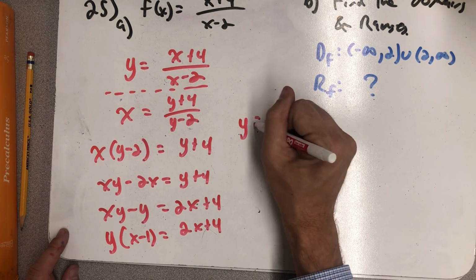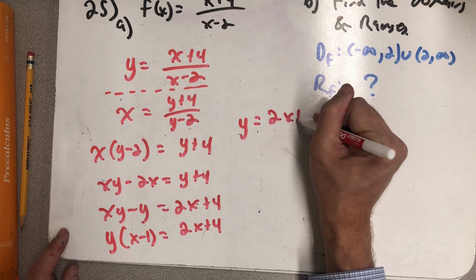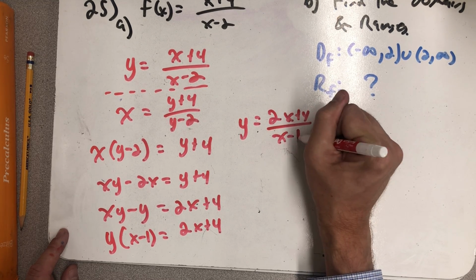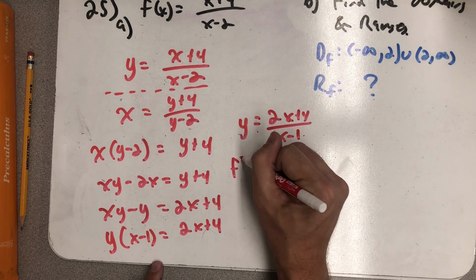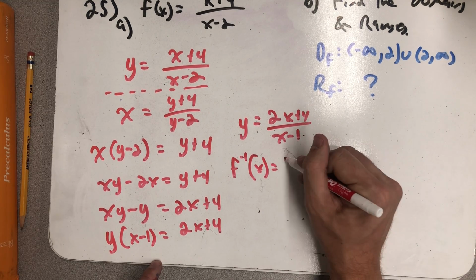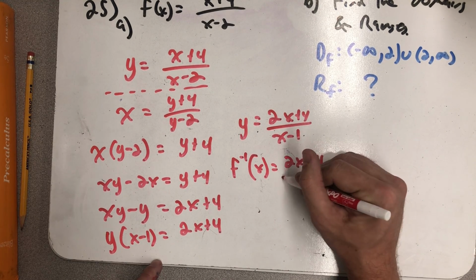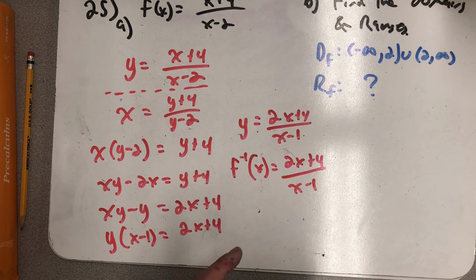And then I find out that y is equal to 2x plus 4 divided by x minus 1. And that's my inverse function. I went through the arithmetic a little different in my handwritten solutions. I get the same answer for both, so it's worth checking out.